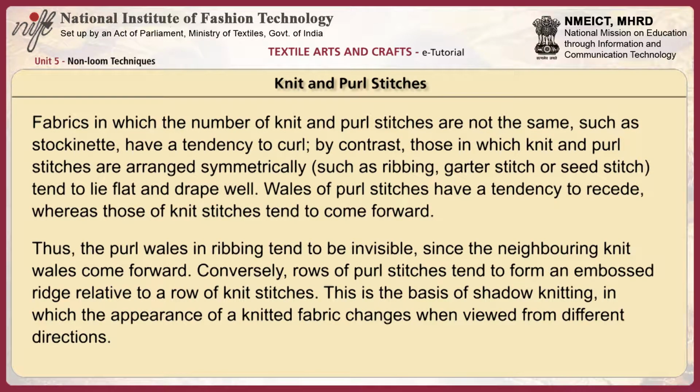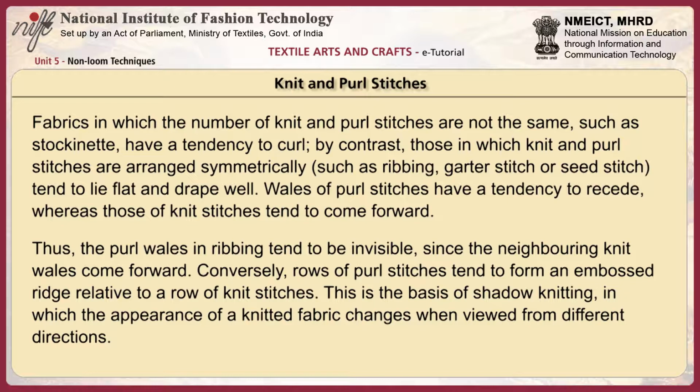Fabrics in which the number of knit and purl stitches are not the same, such as stockinette, have a tendency to curl. By contrast, those in which knit and purl stitches are arranged symmetrically, such as ribbing, garter stitch or seed stitch, tend to lie flat and drape well.